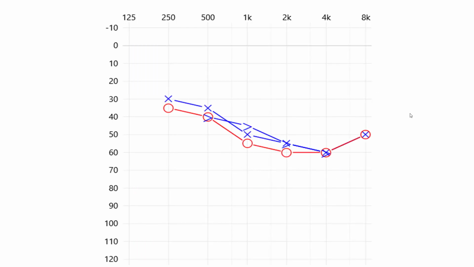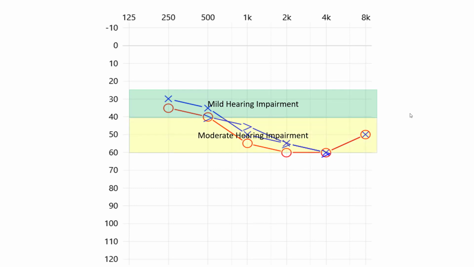Here is an audiogram showing a bilateral hearing loss. The hearing loss is mild in the low frequencies and progresses to moderate in the mid to high frequencies. This patient has a bilateral, meaning both ears, mild to moderate hearing impairment.